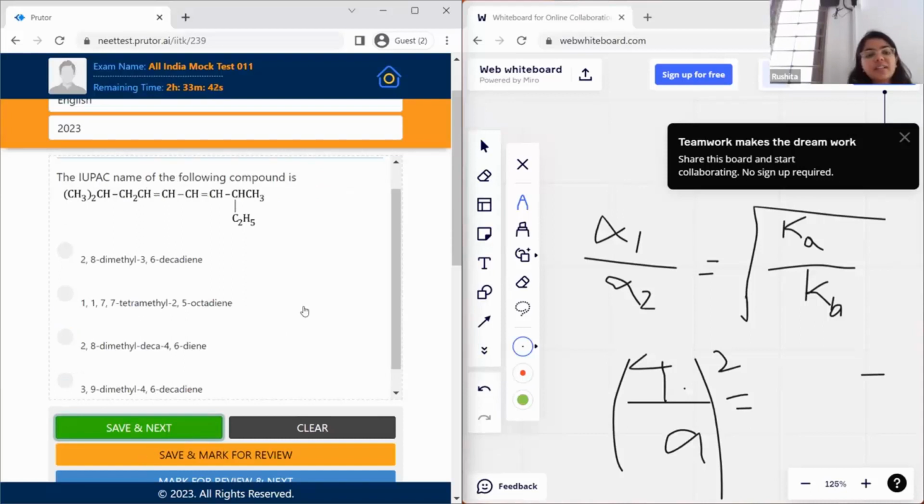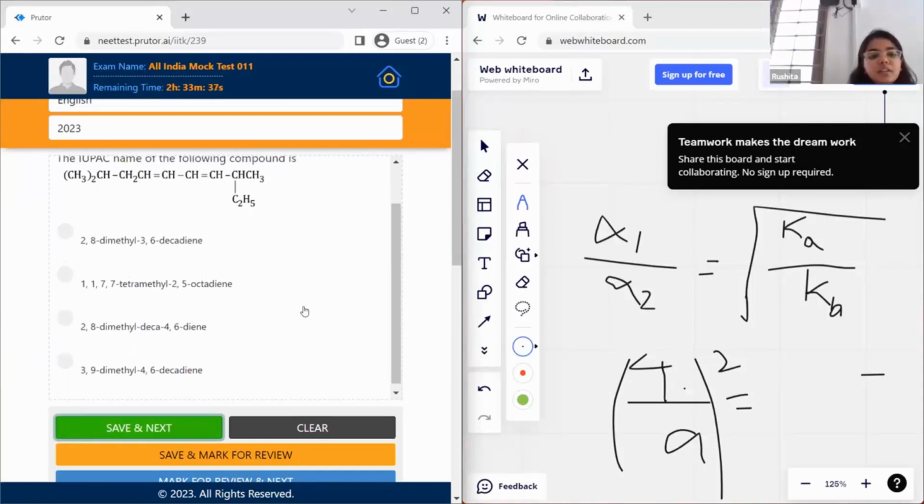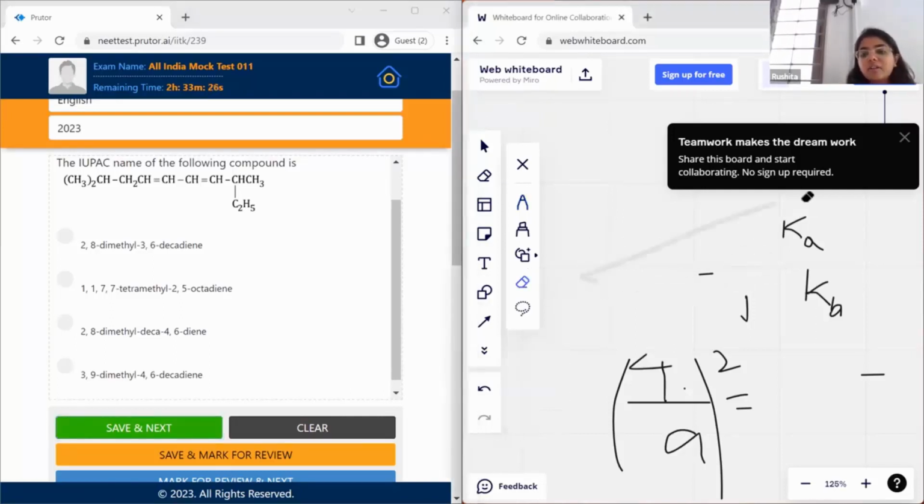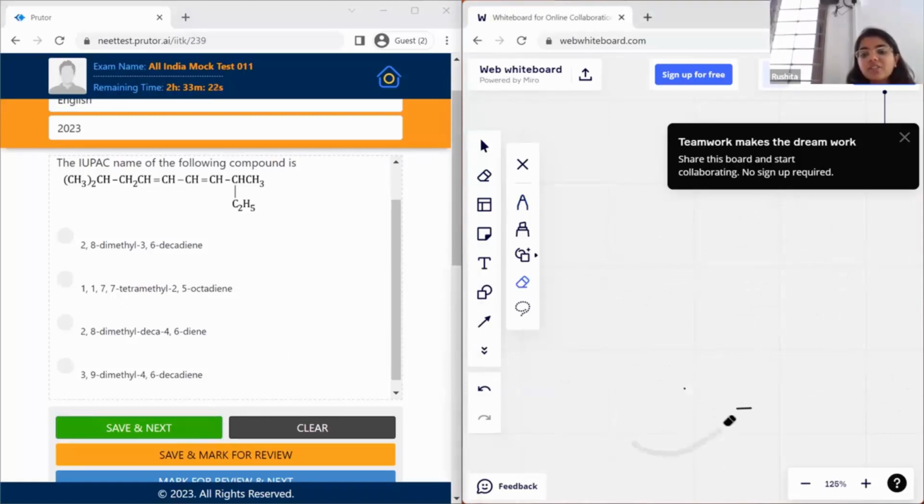Okay, the IUPAC name of this compound. So there are certain rules of IUPAC naming. The first one is the longest carbon chain would get the primary chain and number. So the longest carbon chain should be taken into consideration.